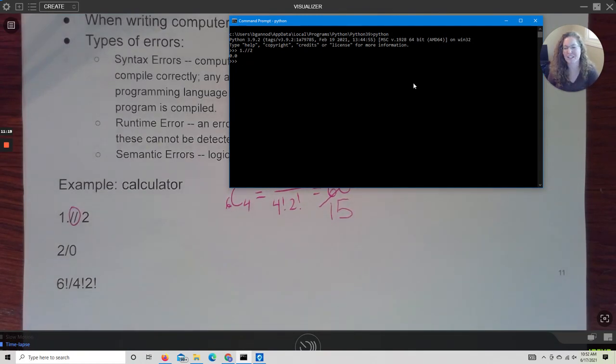And we'll talk about that later, but that's why Python can do it. Your calculator does not define a double division operator, so it has no idea what that means, but Python does.